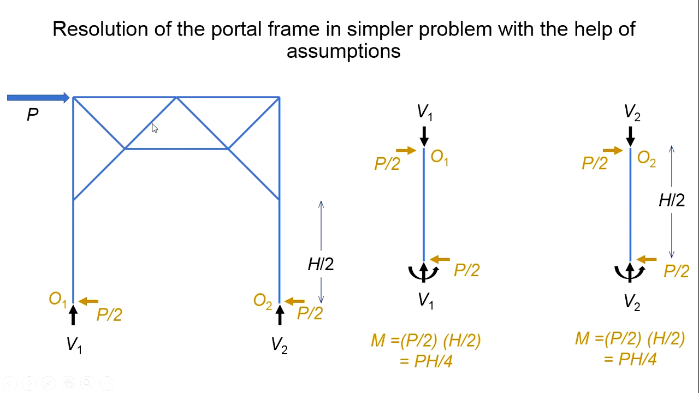We will talk about that in the next video. And here on the right side we can see that V1 and V2 are unknown, and the moment at the bottom is also unknown. The horizontal force on both the columns is known, and the geometry is of course known. Then the bending moment at the top is known. So the bending moment at the bottom can be easily calculated: it will be simply P by 2 into this height h by 2, so that will be Ph by 4.